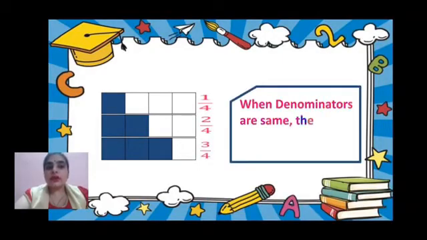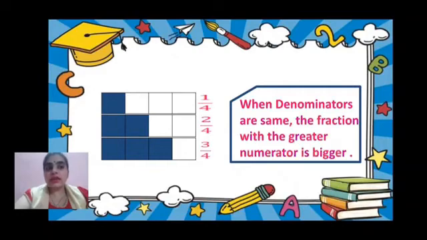Here you can see that when the denominators are the same, the fraction with the greater numerator is bigger. So which is the greater numerator? Here you can see 3/4 is greater than 2/4 and 2/4 is greater than 1/4.